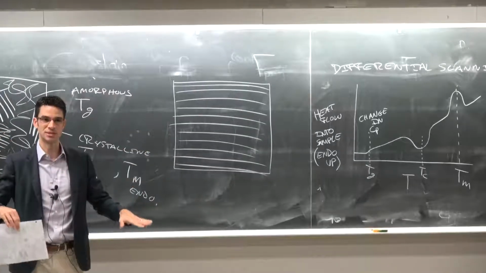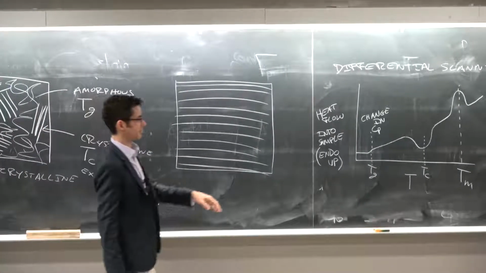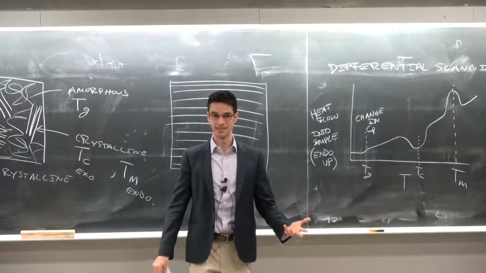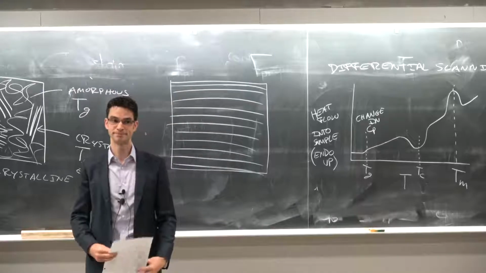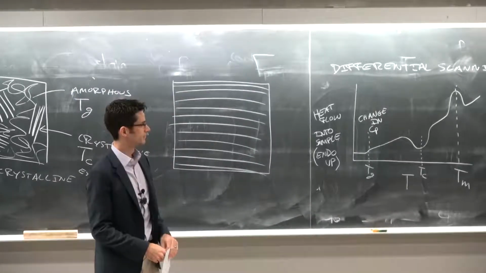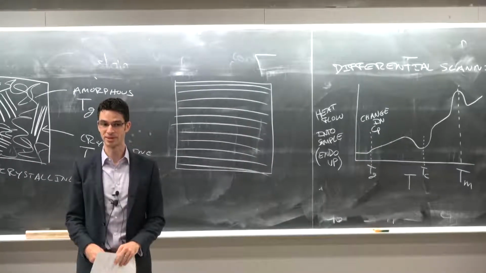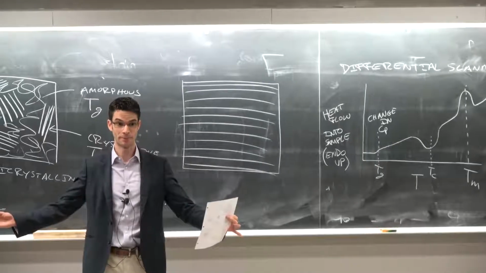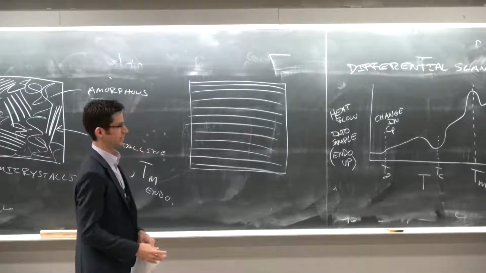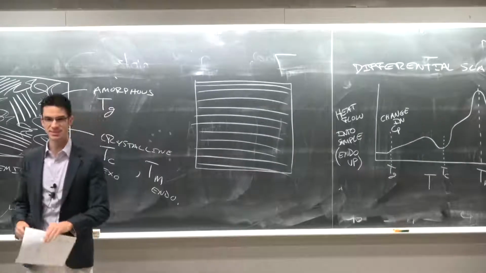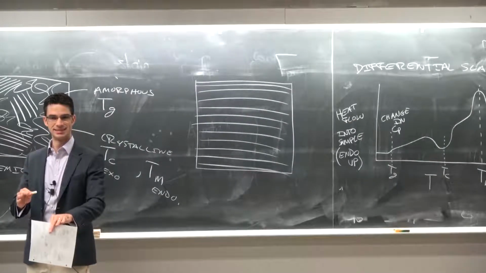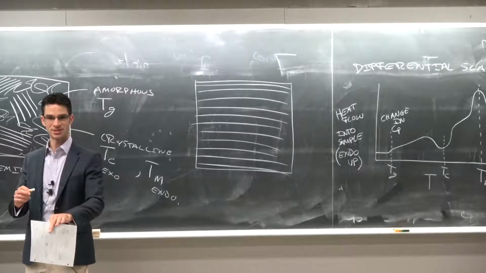So we always do this measurement in reference to an empty sample or a sample with a known heat capacity, or that's not going to undergo thermal transitions in the range that we care about. Otherwise, that would be a huge problem. Okay, does that answer the question?